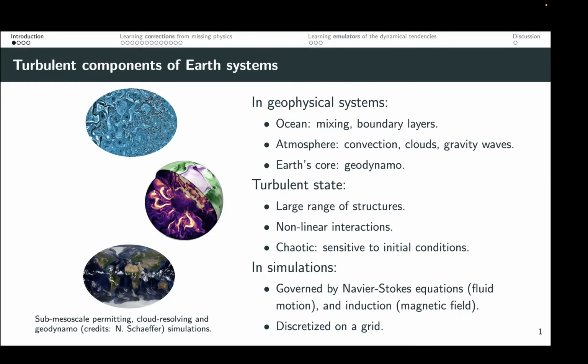So I was just talking about the different types of turbulent systems that we have in Earth system models, including what's happening in the Earth core. It's not directly related to climate, but still interesting. With numerical simulation we use the Navier-Stokes equations, most of the time with the Boussinesq approximation for the fluid, and you also have the magnetic field when looking at the Earth core. These equations are discretized on a grid.